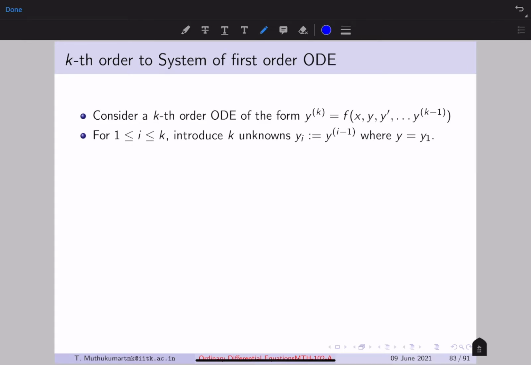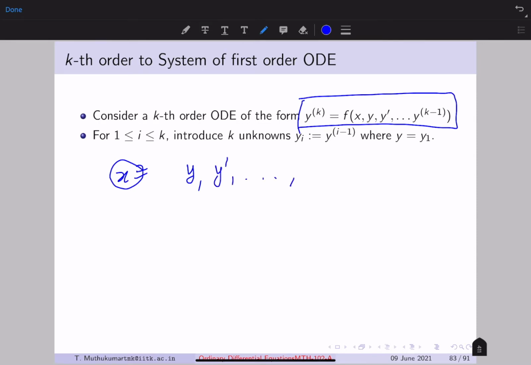So what you do for that is this. You look at this ODE here. What all do you have? You have, of course, the independent variable x. Then you have y, and then the derivative of y up to order k. So there are k terms here, and there is the kth derivative here. So 1 term here, so k plus 1 terms, right?